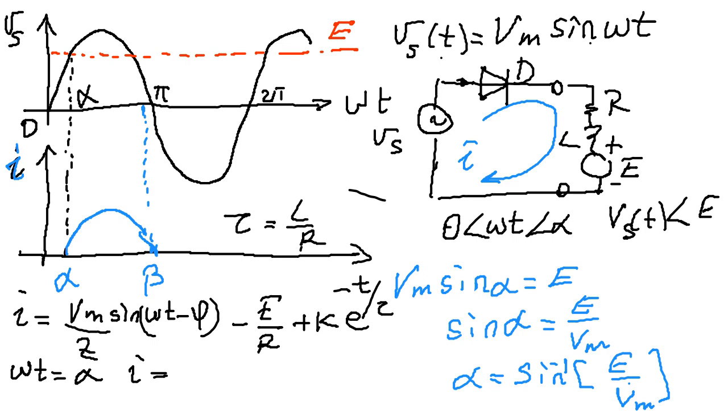When omega t is alpha, current is equal to what? Let me see. Thank you.